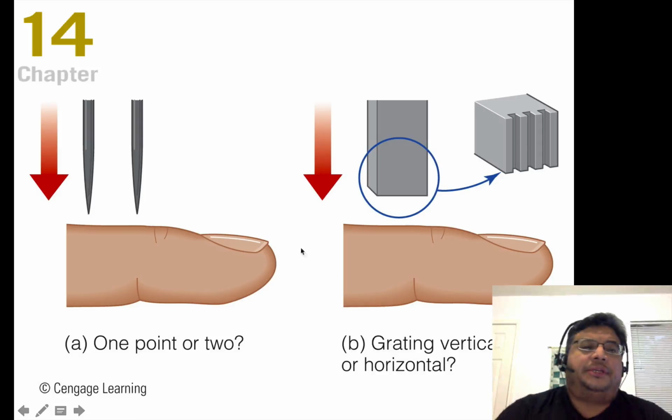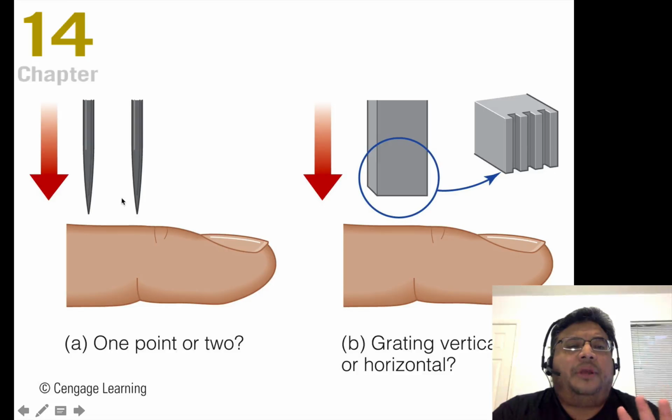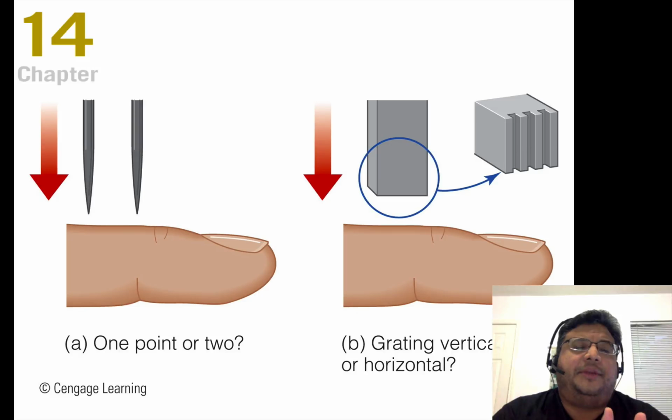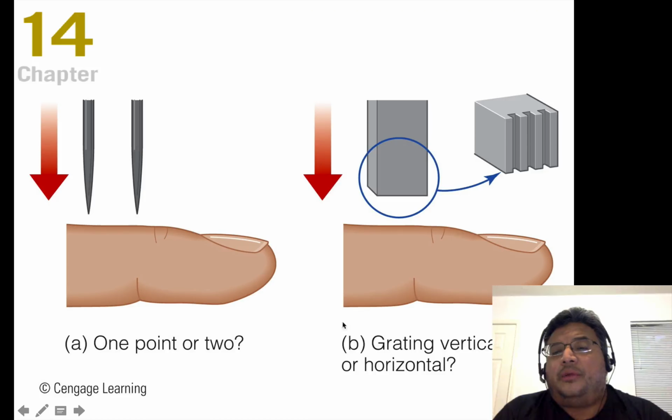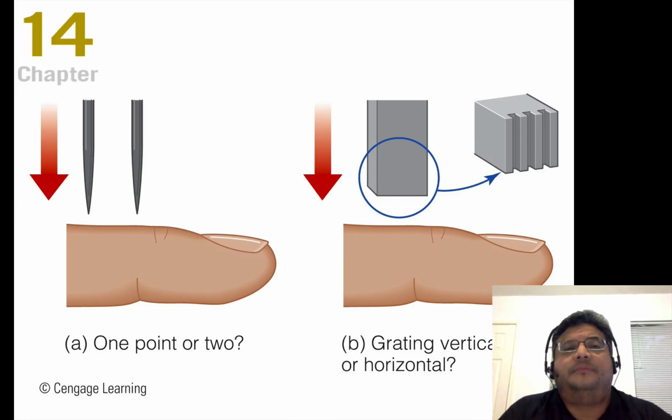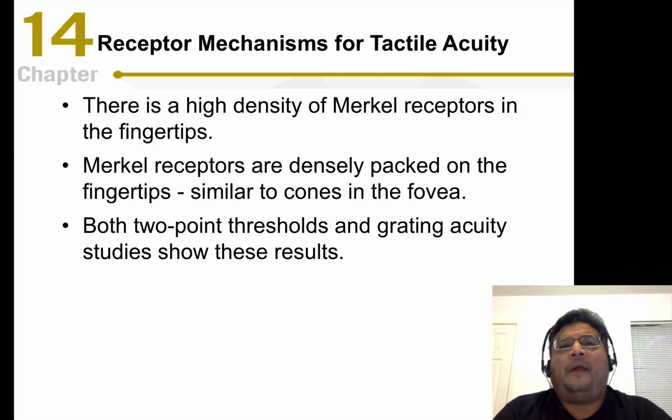Here is the 2-point test right here. Just like I showed you, you can poke somebody with these 2 points and ask them, is it 1 point or 2? And then you keep increasing the distance, and the dependent variable is the distance between the 2 points at which the subject reports that they can detect 2 points instead of just 1. And then for the grating, we have this little bar here that has these little indentations in it. Basically you press that down and ask the subject, can you tell if the bars are horizontal or vertical? They report that to you.